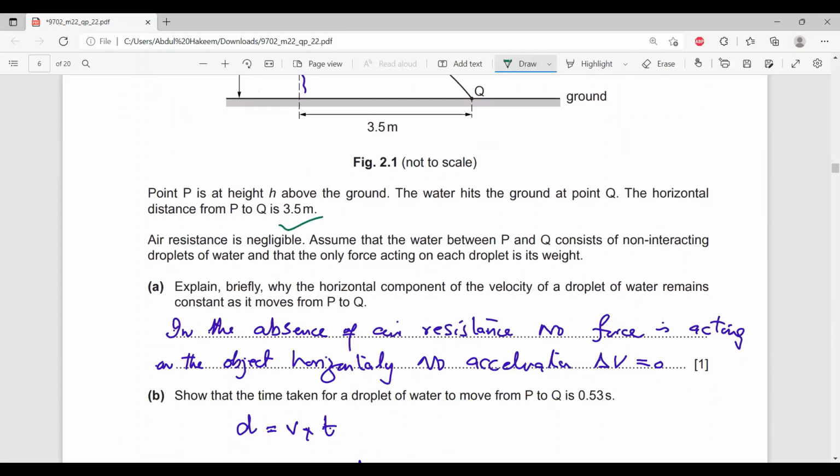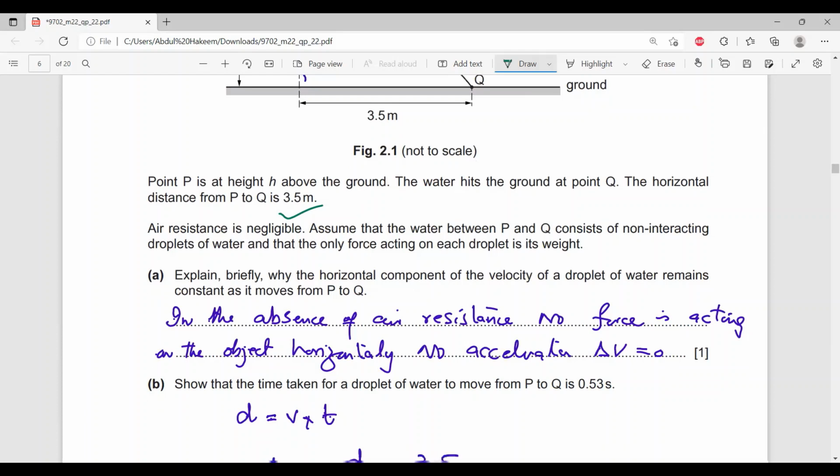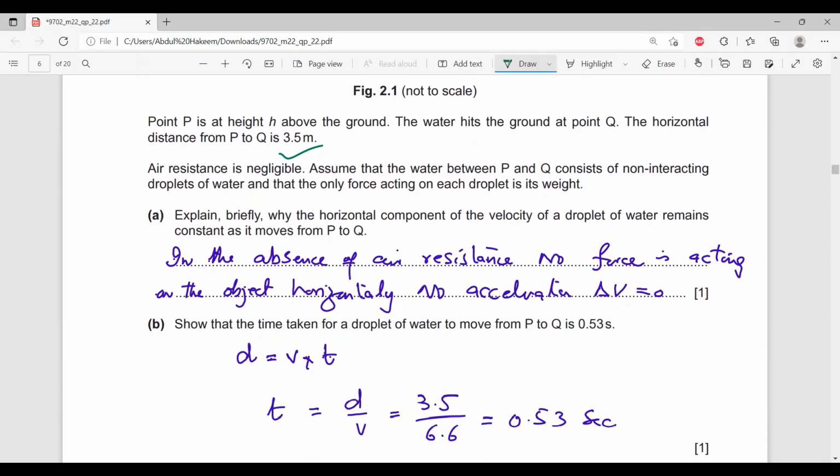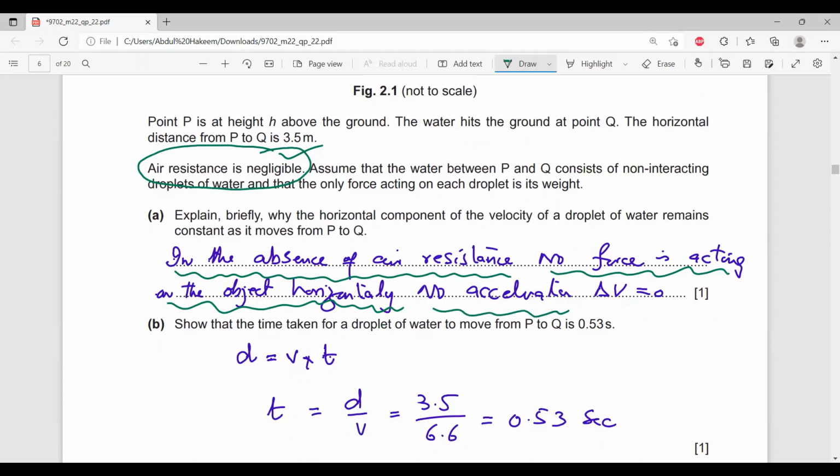Assuming that the water between P and Q consists of non-interacting droplets of water, meaning there is no chemical reaction, and that the only force acting on each droplet is its weight. Explain briefly why the horizontal component of the velocity of a droplet of water remains constant as it moves from P to Q. Look, air resistance is negligible. So in the absence of air resistance, no force is acting on the object horizontally. So when there is no force, there is no acceleration. Then there is no change in velocity. So the velocity is constant.